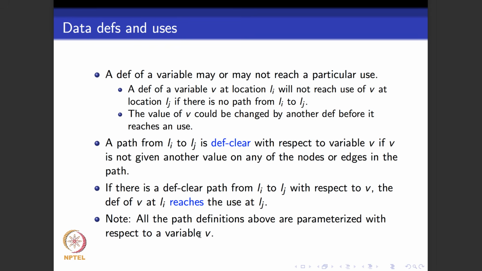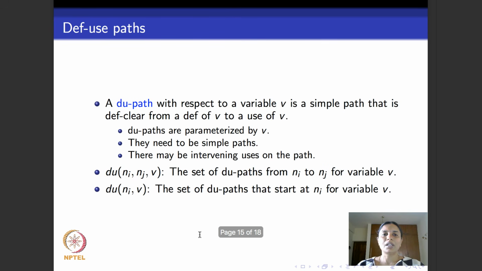As I told you, whenever we talk about definitions and use, there's always implicitly a parameter of a variable that is involved, right? So now we talk about what is called a def use path or a du path. What is a du path? A du path with respect to a variable v is a simple path that is def clear from a definition of v to a use of v, right?